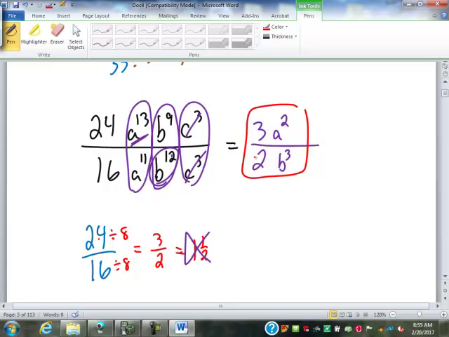Why can't I do the 3 over 2 and make it 1.5? Well, because it's not just 3 over 2. It's 3a squared over 2b cubed. We don't know what a and b are. We know that they stand for missing numbers, but we don't know what numbers they stand for. A could be a really small number and b could be a really large number. This might not be an improper fraction. So because we don't know the value of those variables, this is not an improper fraction.